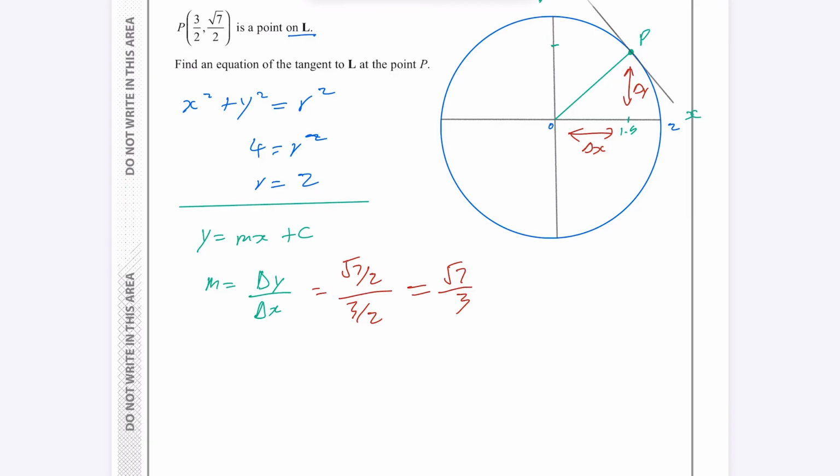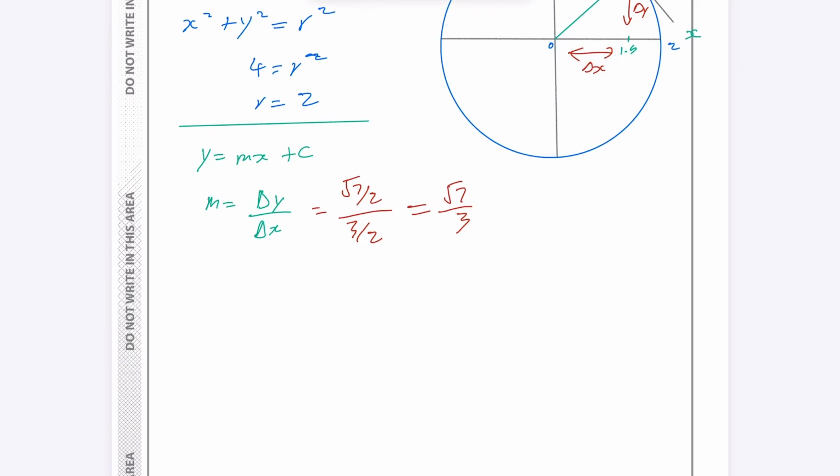I now need to find the gradient of the tangent. Now, the tangent, like I said, touches that line at 90 degrees. So there's another formula, which is m1 m2 is equal to minus 1. What this formula is saying is the gradient of one line times the gradient of another line is equal to minus 1 when they're perpendicular. So we know the gradient there is root 7 over 3. We're going to times that by the other gradient, so that means the other gradient must be equal to minus 1 divided by root 7 over 3, which is minus 3 over root 7.